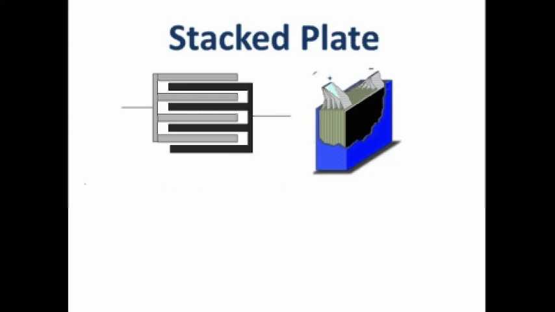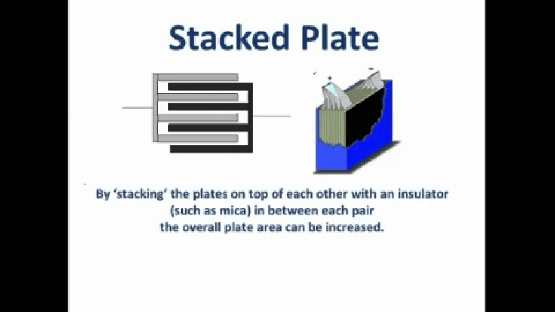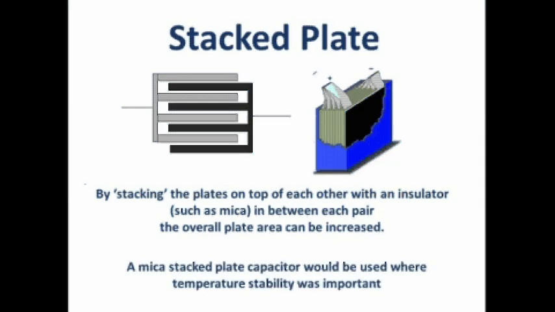First one is the stack plate, and we usually put an insulator such as mica in between each pair, and by stacking them we can increase the capacitance because we're increasing the overall area. A mica stack capacitor would be used where temperature stability was important.